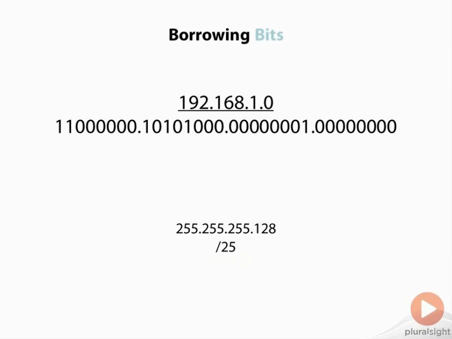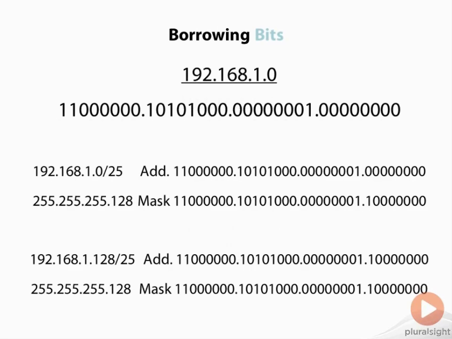If we borrow the first bit, the subnet mask is going to be 255.255.255.128, or we can notate it as /25. This tells us that the first bit of the host portion is borrowed, and thereby dividing the Class C network into 2 networks. If we look at the first bit in the address that we borrowed, we can tell which one is the first network and which one is the second.